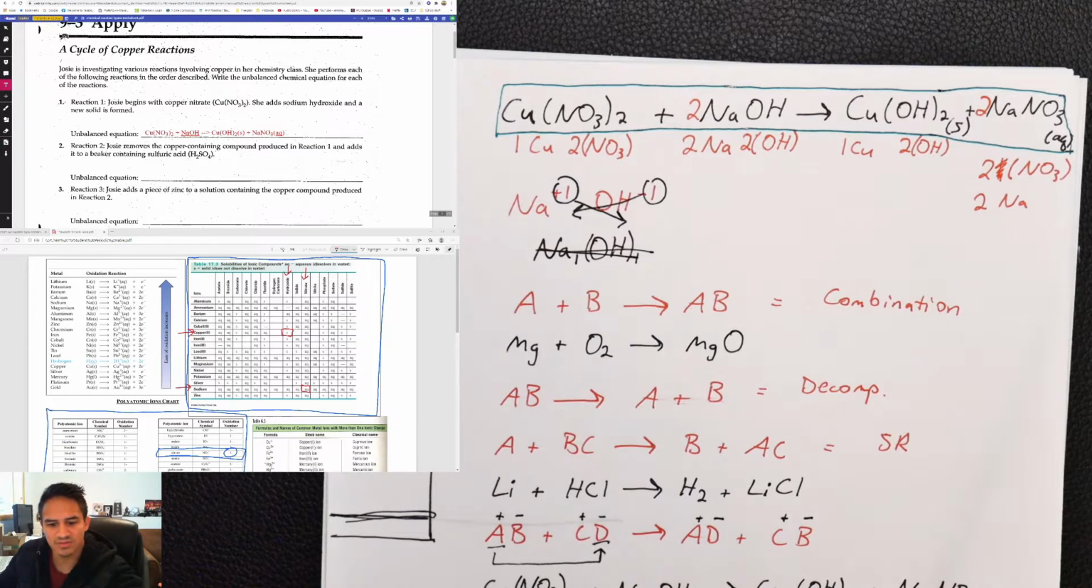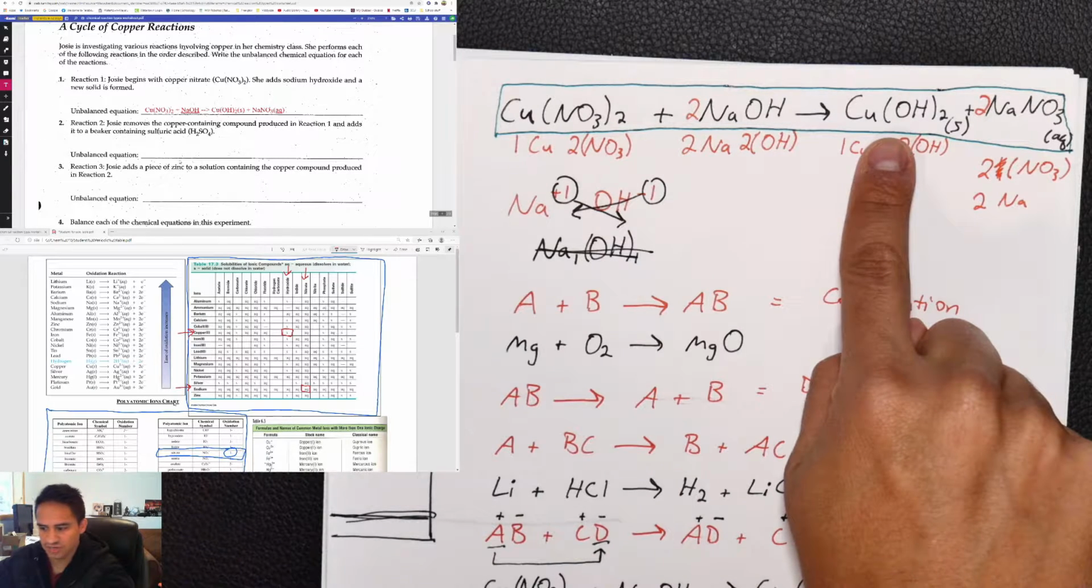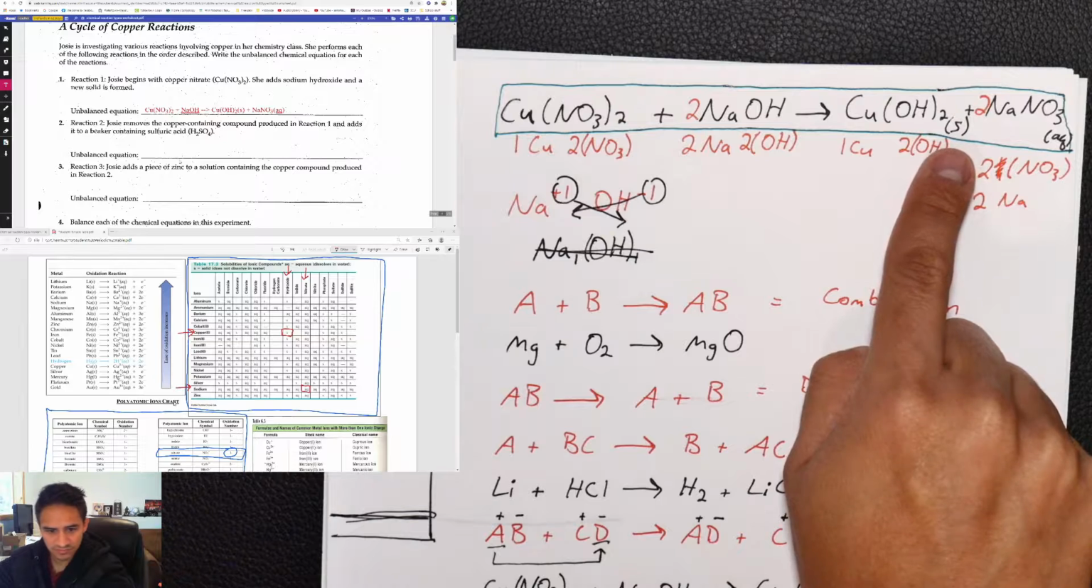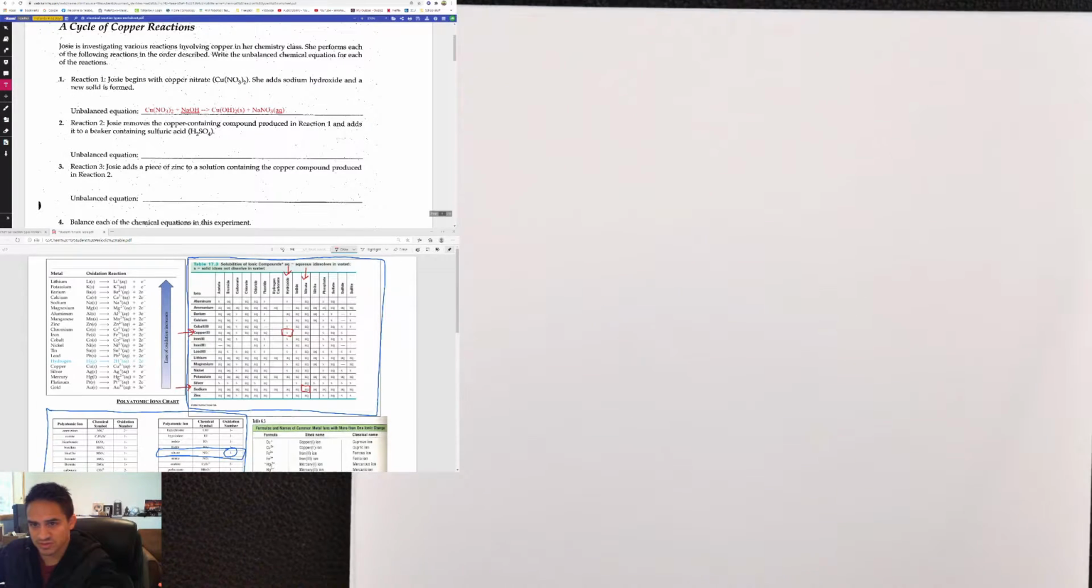Now the second part of the problem, or reaction 2, says Josie removes the copper-containing compound produced in reaction 1. All right, so the copper-containing compound in reaction 1 is this copper(II) hydroxide, because that was the solid. So it says she removes it, and she adds it to a beaker containing sulfuric acid. Okay, so I'm going to grab a new sheet here. And our copper-containing compound that we had written, I'm just going to make sure that we copy everything over properly.